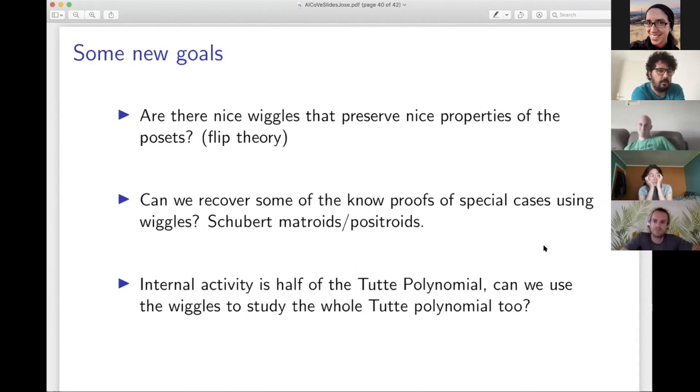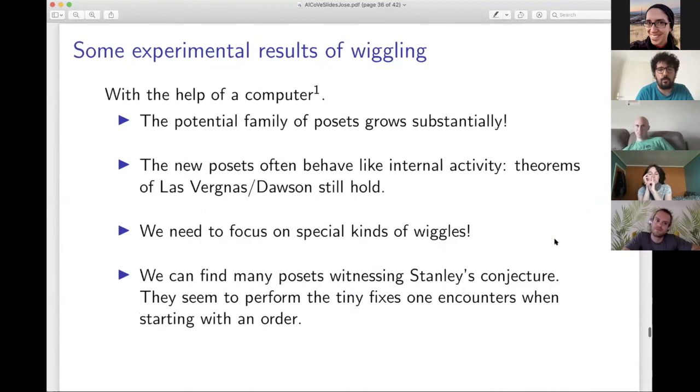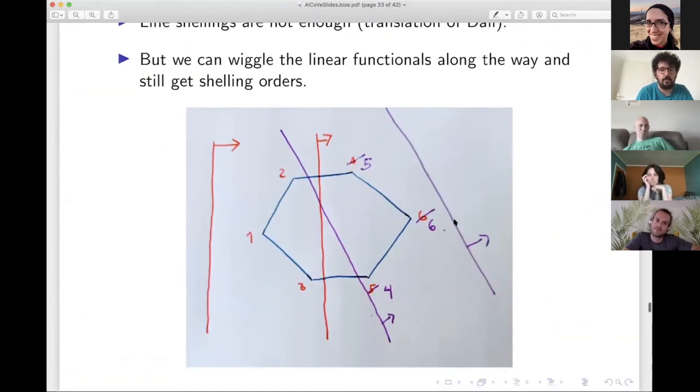Thanks. And the next question is from Alexander Carman-Wu, who says, are there wiggles that don't come from perturbations of the polytope? I'm not perturbing the polytope at all. What I'm perturbing is the linear functional that I use to sweep it, right? So let me just explain this picture a little bit better.